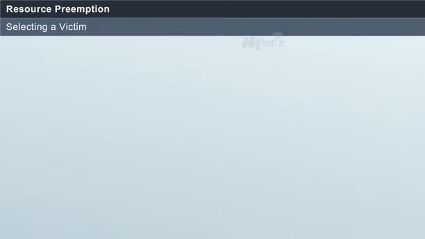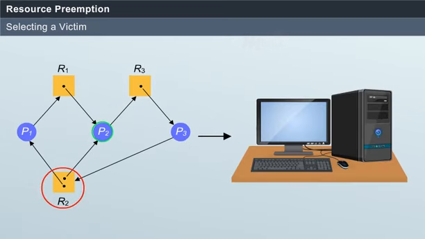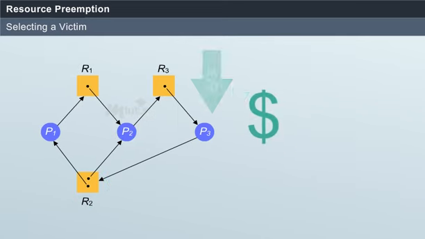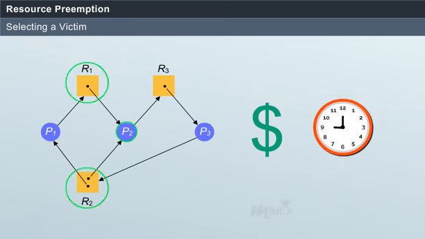Selecting a victim. It means that the resources and processes to be preempted are selected in such a way that they incur a minimum cost to the system. The cost factor also contains parameters, such as the number of resources held by a deadlocked process and the amount of time consumed by the process.